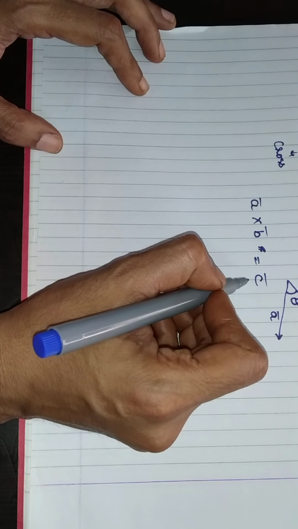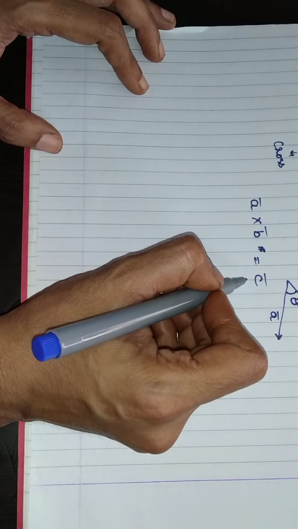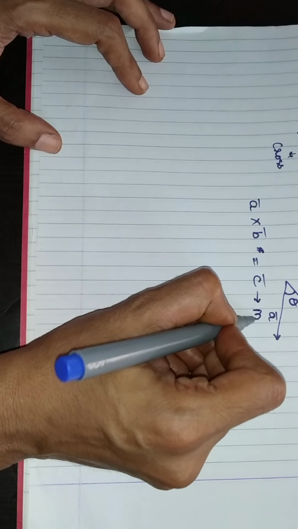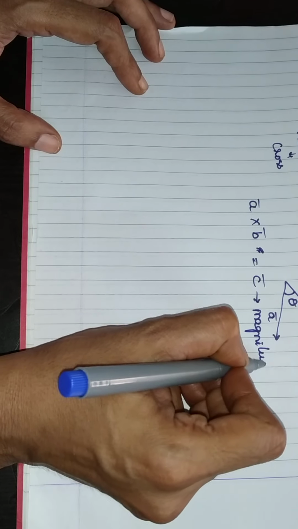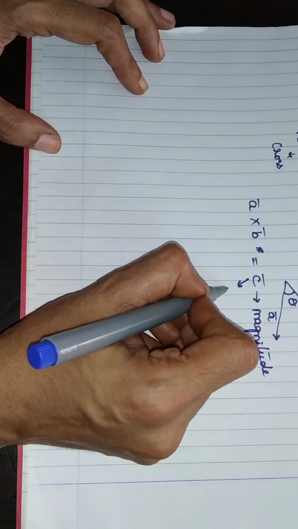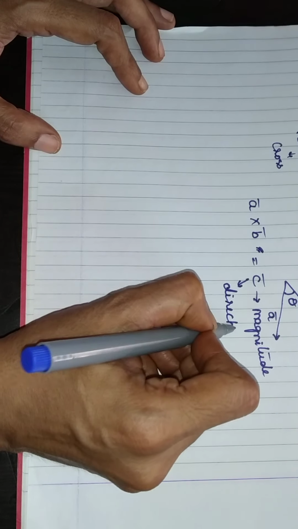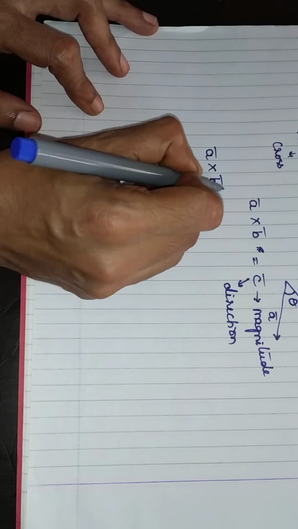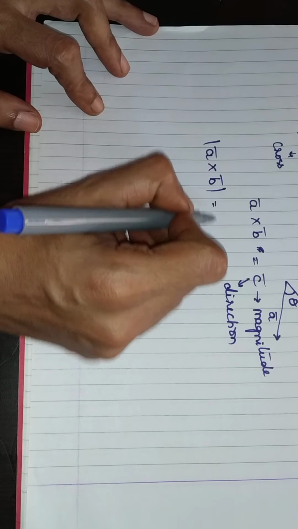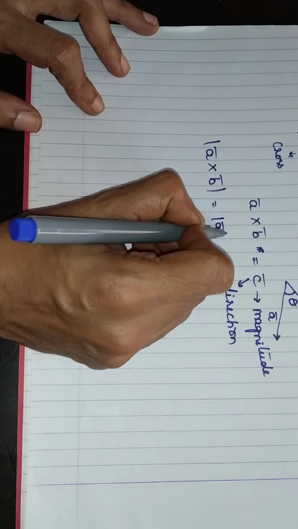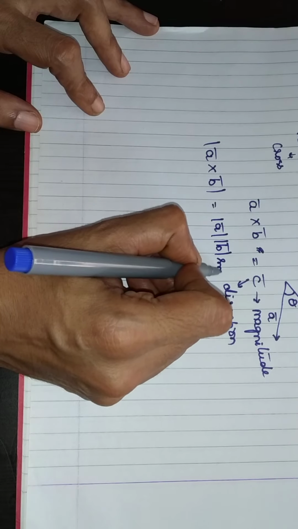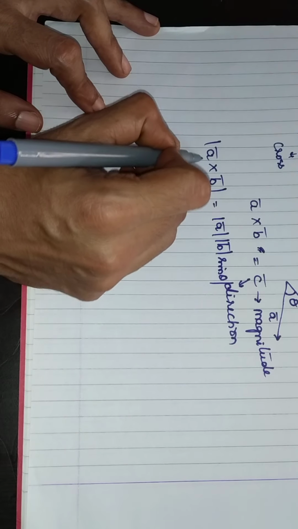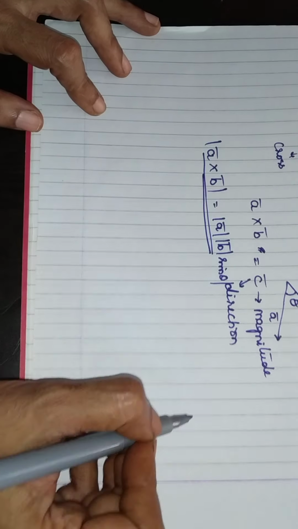Now for any vector, two things are required to be expressed. First of all, we need to have a magnitude, and secondly, we also need to have the direction. Now the magnitude of A cross B is written as mod A cross B, and this mod A cross B is given as mod A mod B sin theta. So far so good, isn't it? That is mod A cross B. The magnitude of this vector is mod A mod B sin theta.